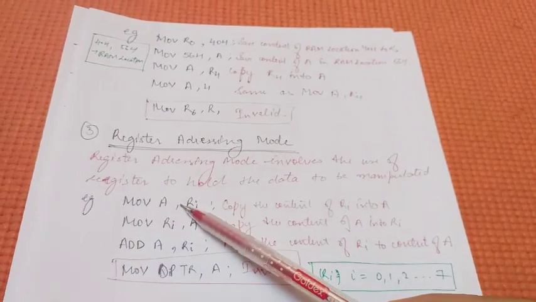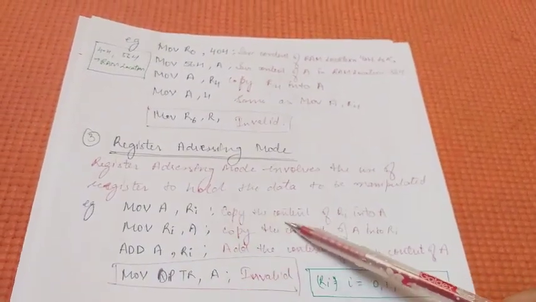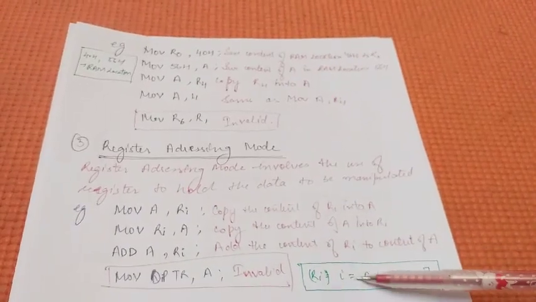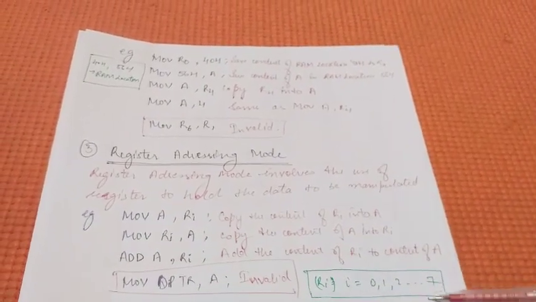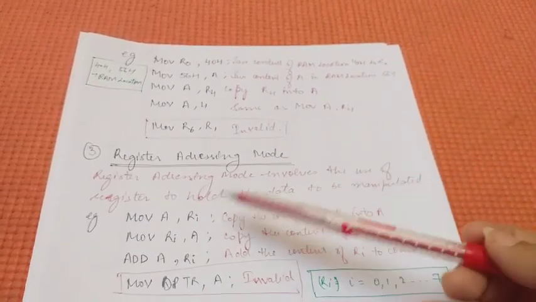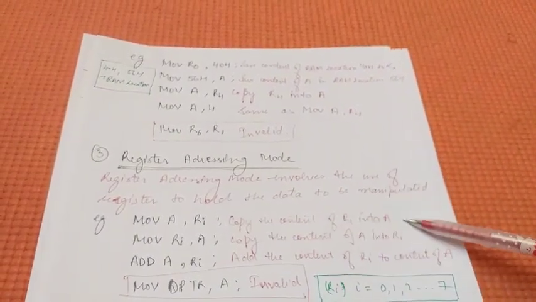Now MOV A, Ri. Copy the content of Ri into accumulator, where i is 0 to 7. It can be any of R1, R2, R3, R4, R6, R7, any of them. Copy the content of Ri into A.